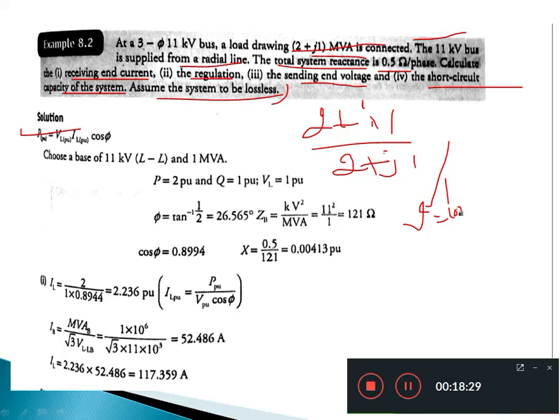To find the current, that is the load current, the receiving end current. IL is equal to V by R. Or else we know the power equation P is equal to VI cos phi, so I is equal to P divided by V cos phi. V is 1 PU, cos phi is known. Substitute the values and you will get the result. Then you have to find the current in the base MVA. So current is given by MVA base divided by root 3 VLB. Substitute the values, and you will get the corresponding current.